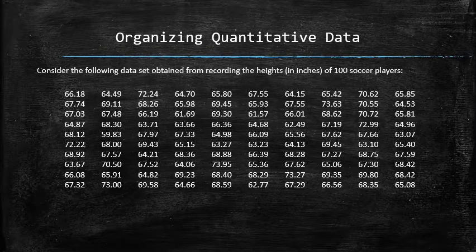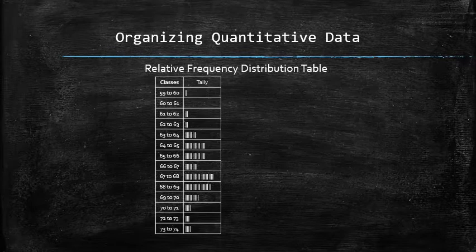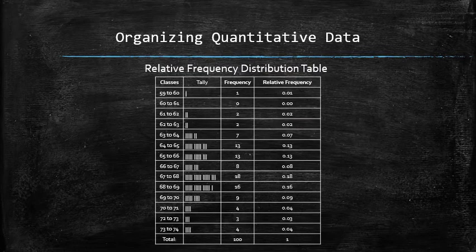Now, every entry can be assigned to a single class. And now, we're going to treat it as qualitative data. To do the tally, we would go through the dataset, and for each entry we would put the tally mark in the class to which that entry belongs. Then we would find the frequencies and the total, and use them to compute the relative frequencies to produce the relative frequency distribution table.